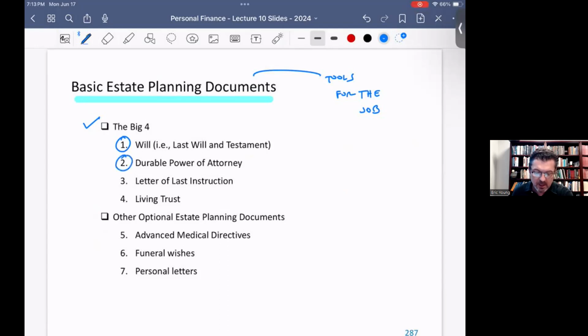Another document is a durable power of attorney. We'll discuss this also in a later slide, but think of it this way. Your will lays out your wishes for when you're dead. Who handles and distributes your property, where it goes, how your minor children are taken care of, who takes care of them after you're dead. A durable power of attorney is a document that kicks in when you're not dead. You're still alive, but you're incapacitated.